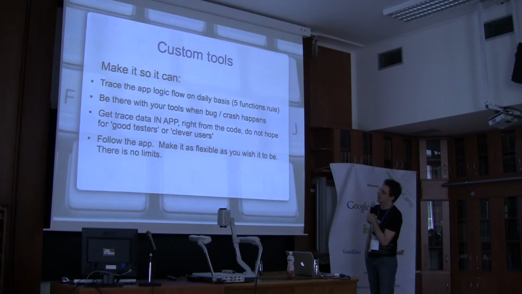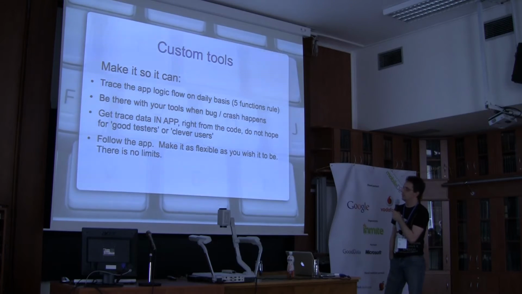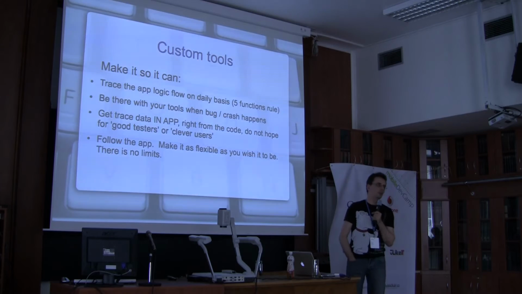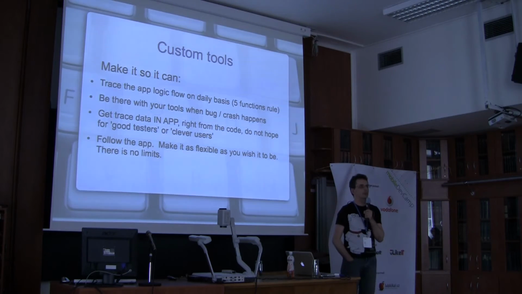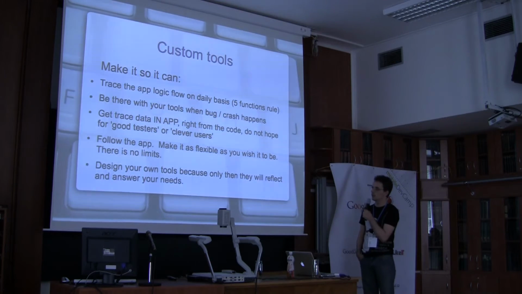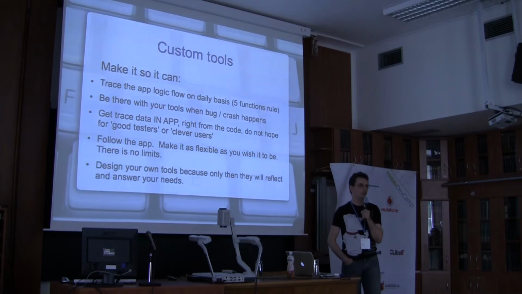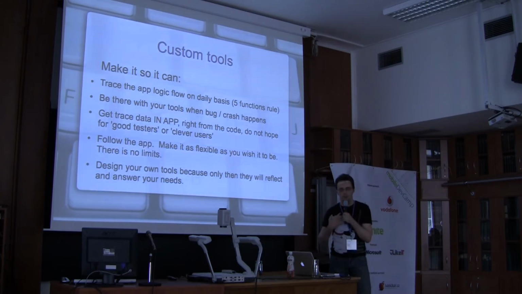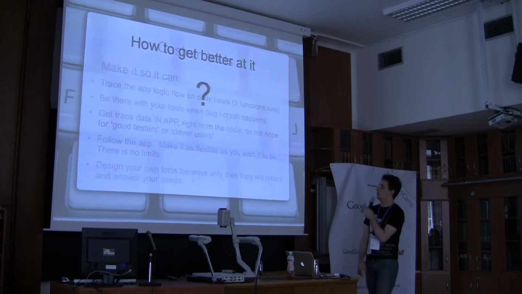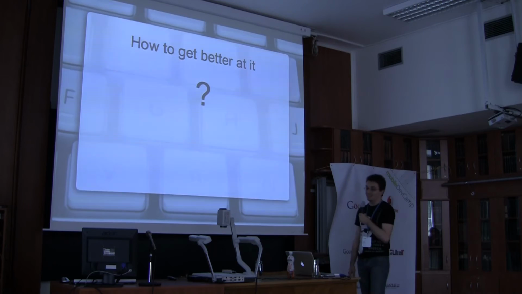Now, follow the app. Basically, what I mean by that is the tracing tools should be as flexible as you wish. There is no limit. If I want to override some buttons, I override some buttons just to do what I want to do, because I need the information about what is actually happening in the app. Design your own tools, because only then will they reflect your needs. You know your approach, you know your coding style, and you know what kind of information you need. So simply go there.